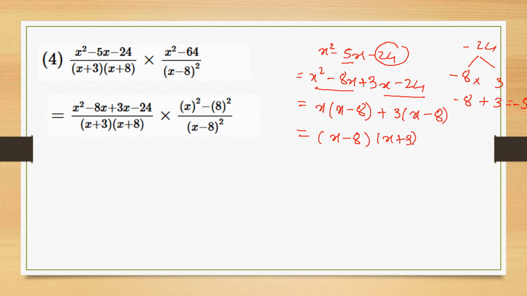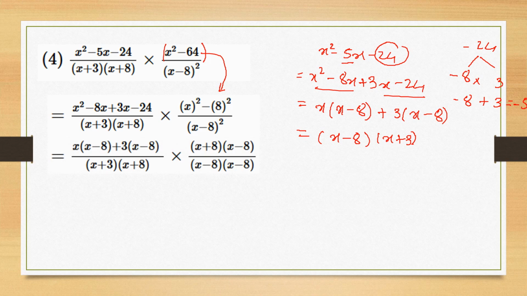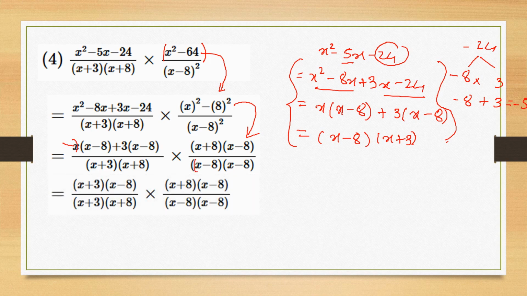Now this 64 is a square of 8. So in place of 64, we'll write it as 8 the whole bracket square. Now if you see here, the steps are the same as whatever I have explained in this portion here. And this here will use the a squared minus b squared formula, and that becomes x plus 8, x minus 8. And in the denominator, we have x minus 8 the whole bracket square, so we can write it twice, that is x minus 8 into x minus 8. And finally, the factors I have written, that is x plus 3.